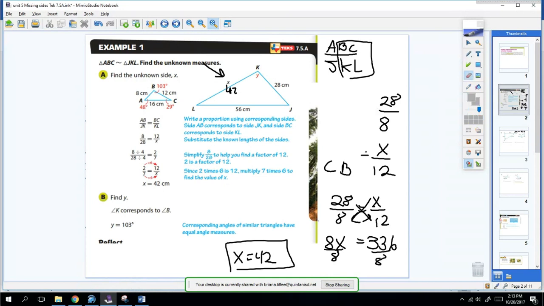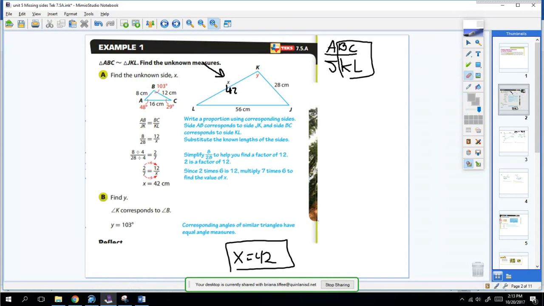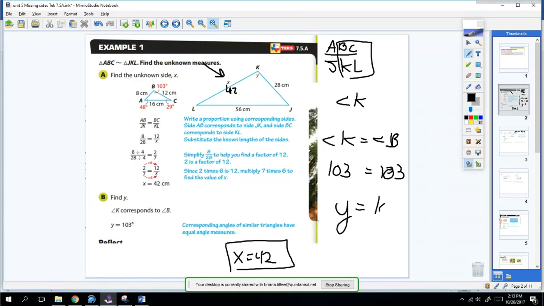All right, we're not done with this problem yet. We're missing the Y. We're missing angle K. I know for a fact angle K has to equal angle B. Angle B is 103 degrees, so angle K has to be 103 degrees. So my missing angle Y, or angle K, is 103 degrees. So Y is 103 and X is 42.